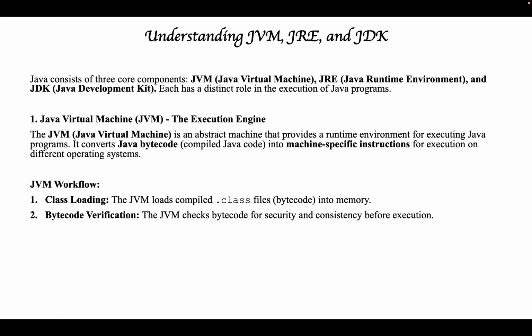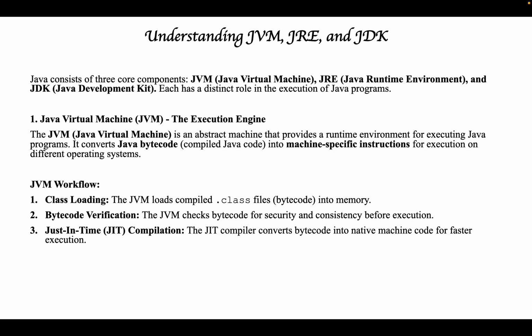Okay, bytecode verification. The JVM checks bytecode for security and consistency before execution. Suppose your bytecode has any issue that can harm your system, then the JVM refuses to run that code. Just-in-time compilation: the JIT, just-in-time compiler, converts bytecode into native machine code for faster execution. You know that without machine code, your system will not understand anything. Your processor only knows machine code, that is, binary code. Execution: the converted code runs on your system's processor.